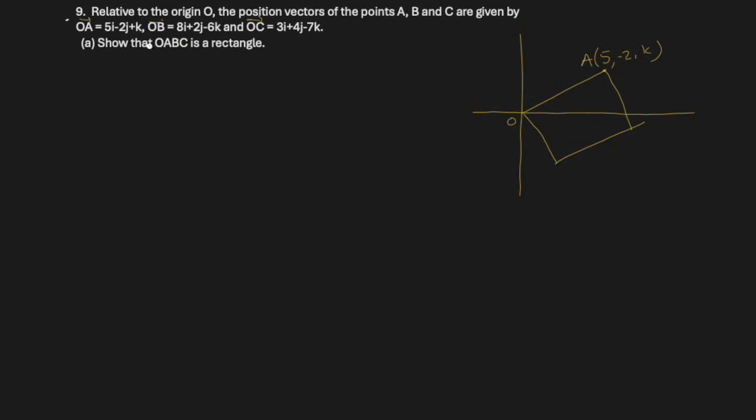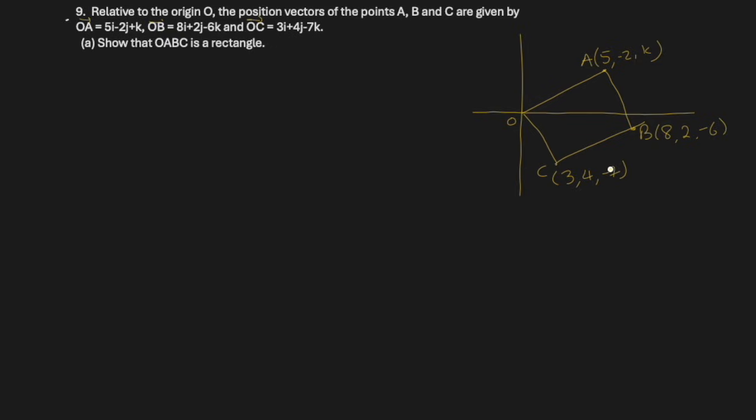So what is the sequence? OABC. We can't change the sequence, okay? Because it's OABC, the sequence has to be that way. 8, 2, minus 6. It's a 3D grid, so it may look wrong, but somehow in some direction it will be okay. So I'm doing it to make it easy for myself. So 3, 4, minus 7 is for C. I have to prove this is a rectangle.